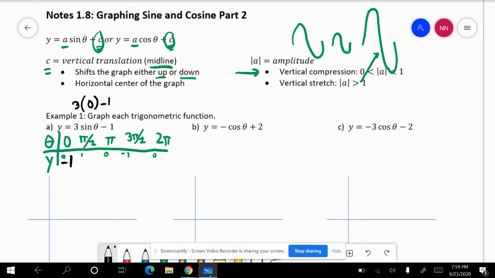Then we're going to find the sine of pi halves, which is 1. So now when we're plugging in a 1, 3 times 1 is 3, minus 1 gives us 2. Pi goes back to 0. So when we plug in a 0, that would be 0 minus 1, which is -1. For 3 pi over 2, the sine of it is -1, so this is -3 minus 1, which is -4. And remember that 0 and 2 pi are the same thing, so we have -1. Now, when we're graphing this, we see that our maximum value is 2, our minimum value is -4.